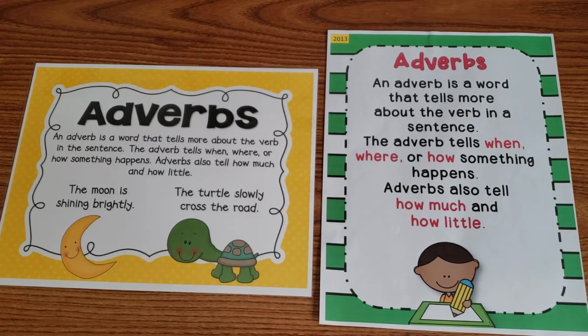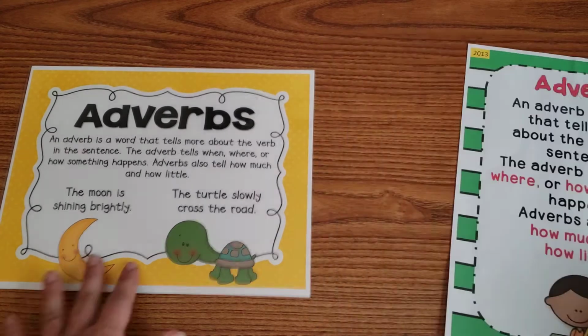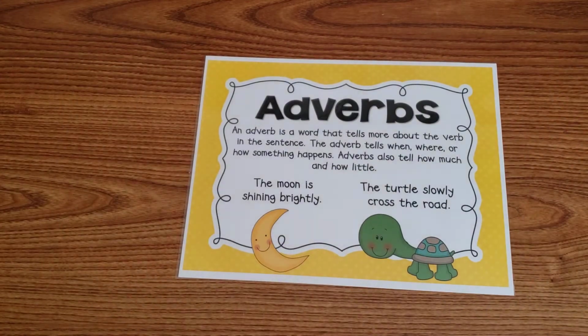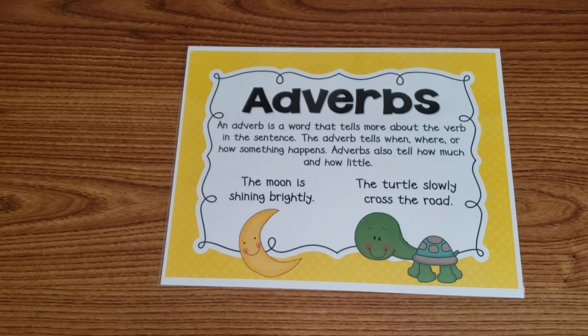Hey, boys and girls, today I want to talk to you about a new part of speech. A part of speech is a type of word that we use when we talk or when we write. We've learned about nouns, verbs, adjectives, and pronouns, and now we're going to learn about something called an adverb. Adverb. Okay. Here it says an adverb is a word that tells more about the verb in the sentence.